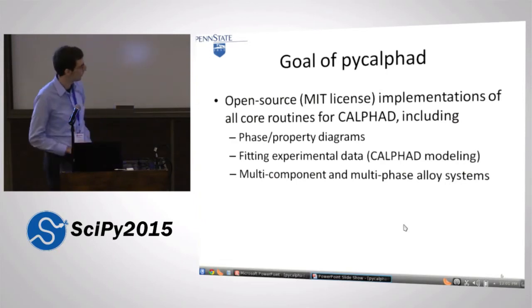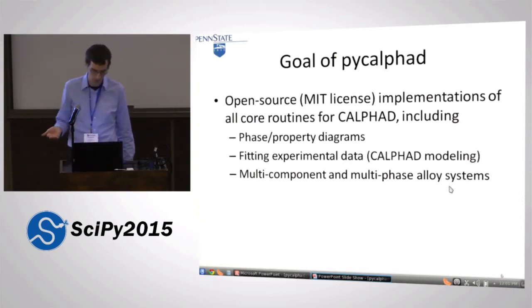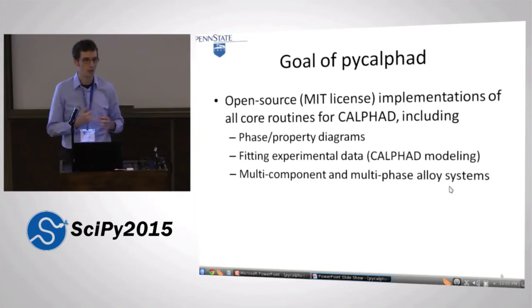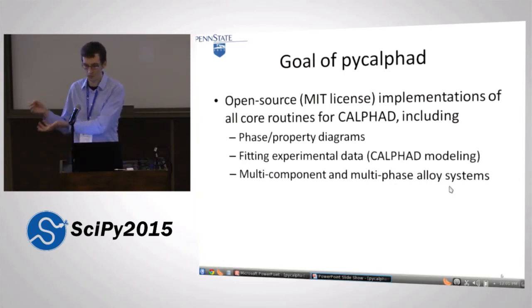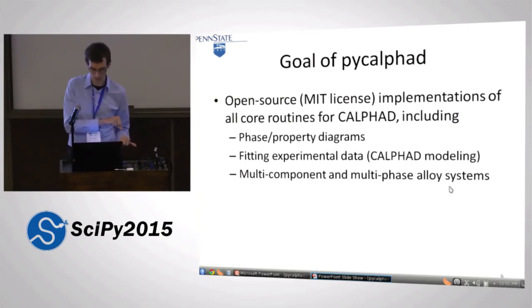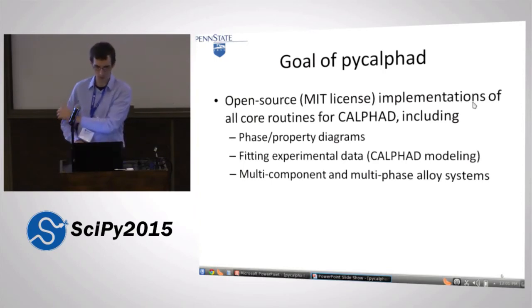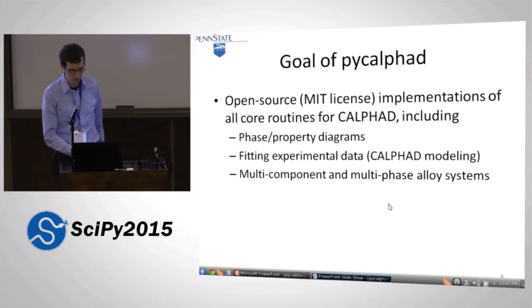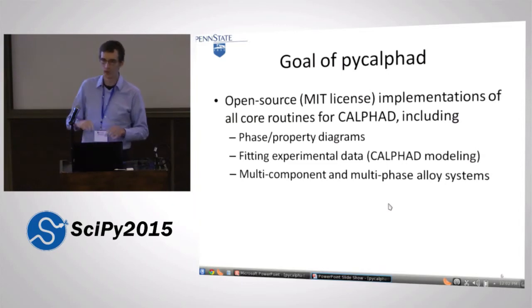So our goal for PyCalphad is we're developing these open source, permissively open source licensed implementations of all the core routines for CALPHAD, including phase diagrams, property diagrams, also solving the inverse problem. So if I know kind of what my phase diagram looks like and I know something about the thermodynamic properties of a material, can I fit a model, right? So a lot of this is I have a model, I want to calculate the diagram, but we also want to be able to go the other way. And then this is specifically dealing with multi-component and multi-phase alloy systems. So I'm a metallurgist, so I mainly focus on alloys, though there's nothing that precludes you from being able to apply something like this to a ceramic system or even a polymeric system.